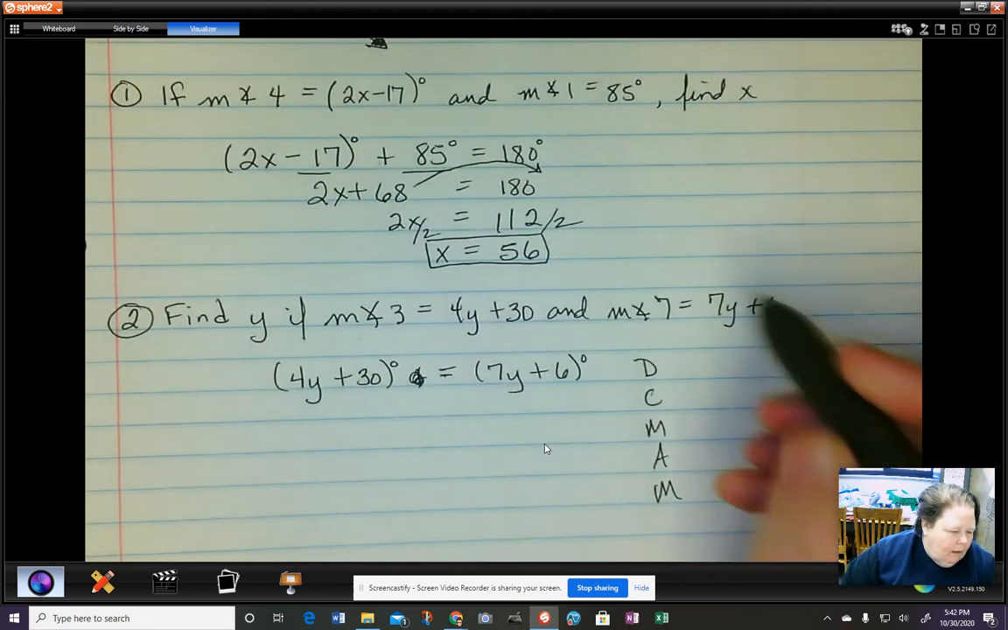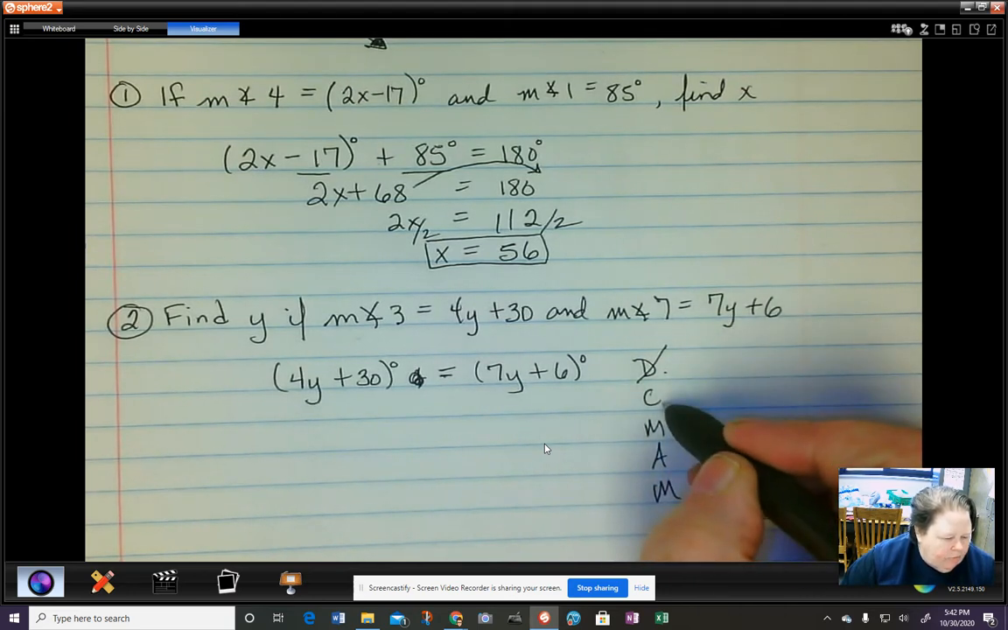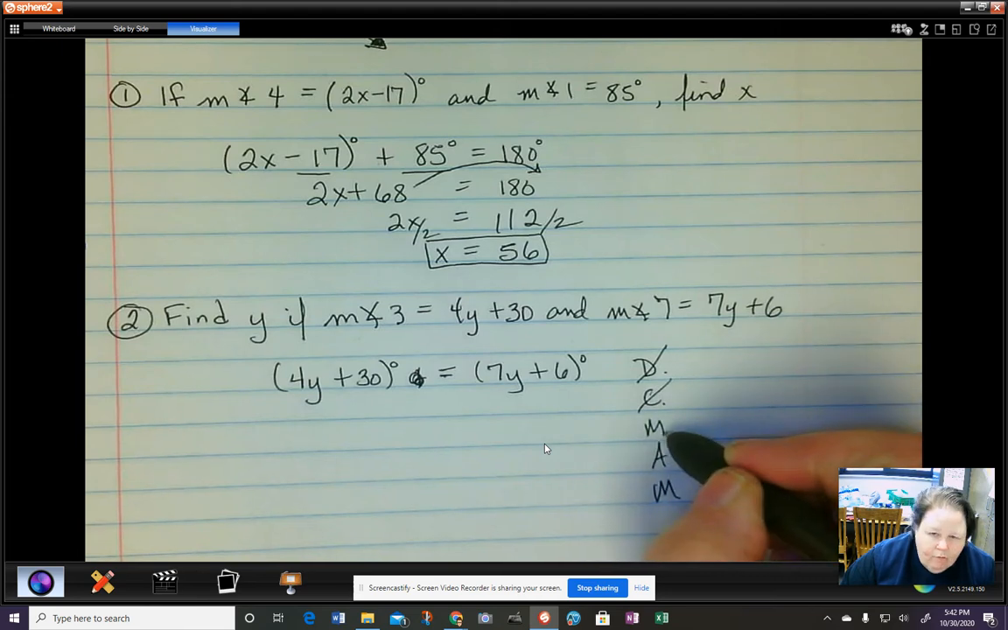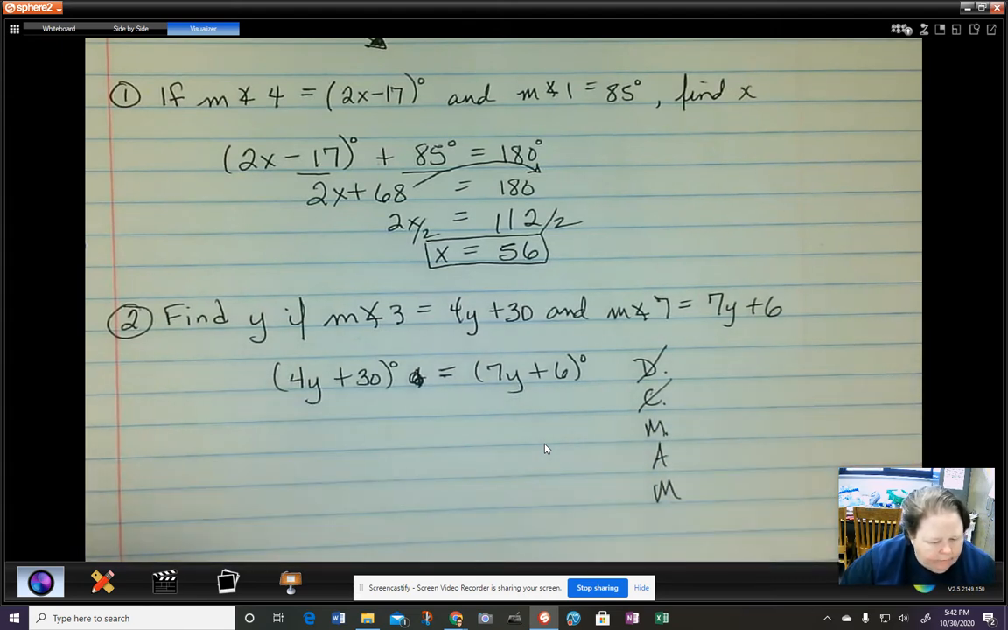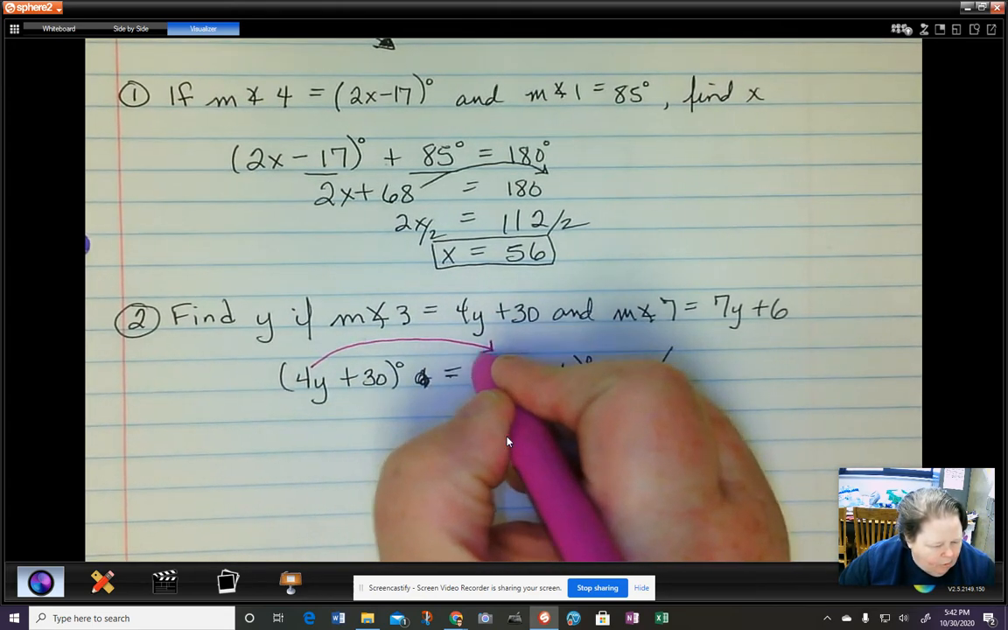DCMAM. Okay, distribute, we don't have any. Combine like terms, we don't have any. Move a variable, we need to do that. I'm going to move from left to right because I'm going from small to big.